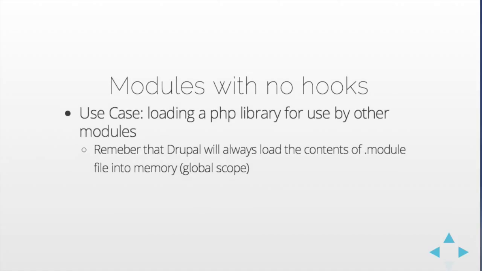There is an edge case that I've come across. Some modules will not actually use the hook system at all. For example, a module that loads a PHP library into memory. Remember that Drupal will always load the contents of a module into memory, in global scope, when it's enabled. So if you have a PHP library that does DOM parsing server-side, you could write a module that just loads up that library in the .module file, and then in other modules you can make use of that library. Again, this is an edge case. You won't normally see this, but it's something to keep in mind.